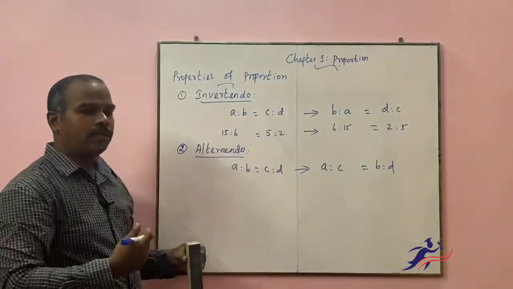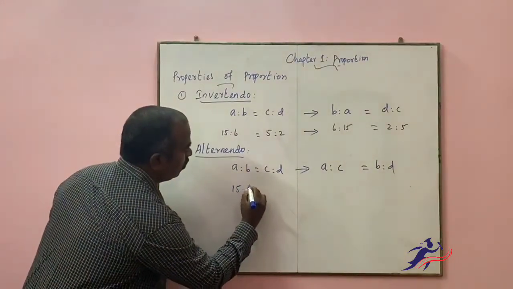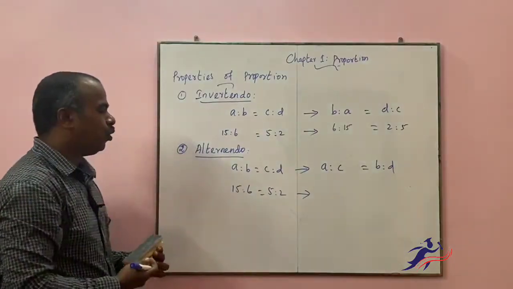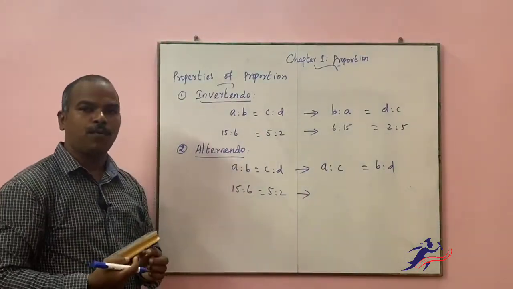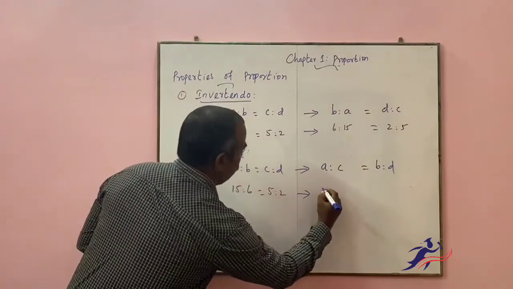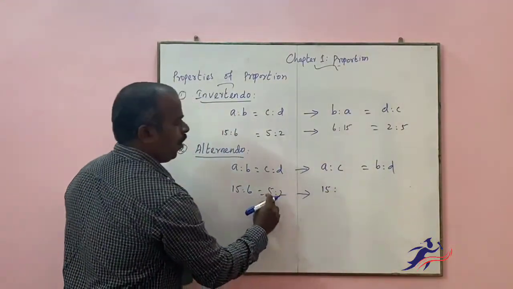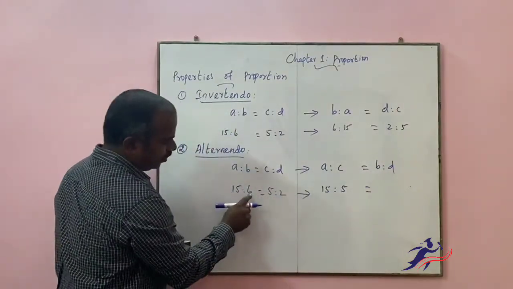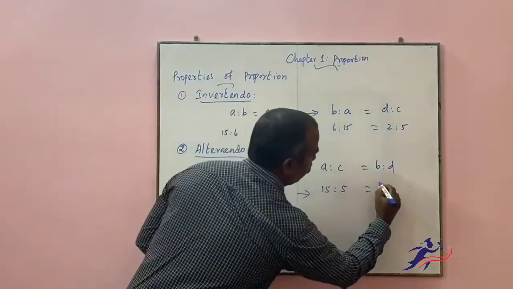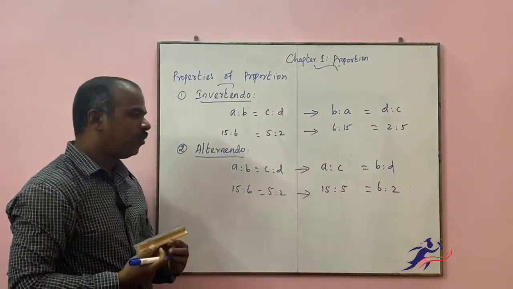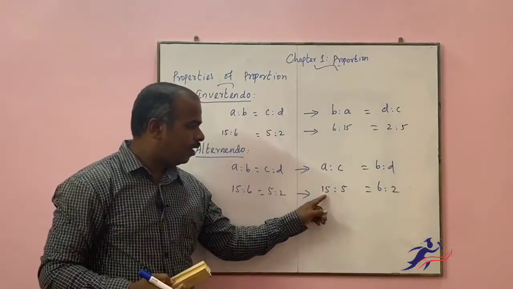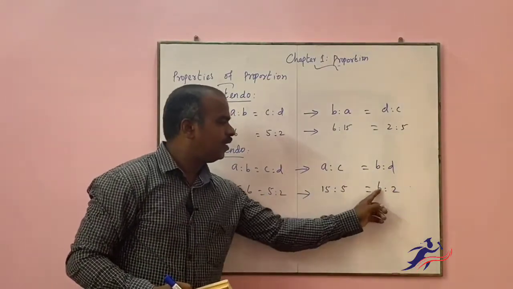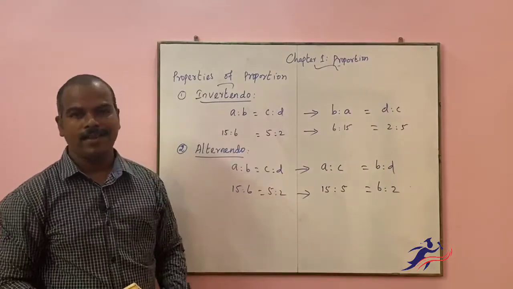The same proportion we can take, that is 15 is to 6 is equal to 5 is to 2. Then we can write the alternando of this proportion as 15 is to 5 is equal to 6 is to 2. Now again you check product of extremes, that is 15 into 2, 30, 5 sixes are 30. So they are in proportion.